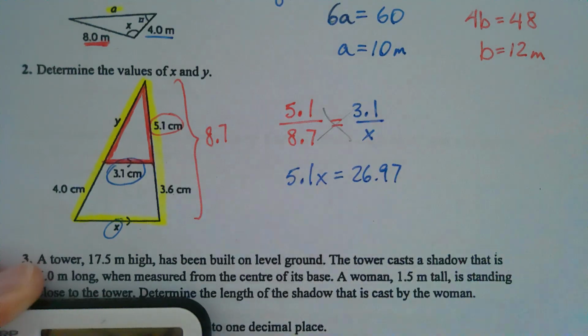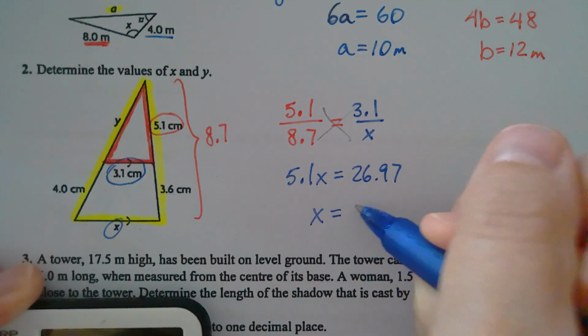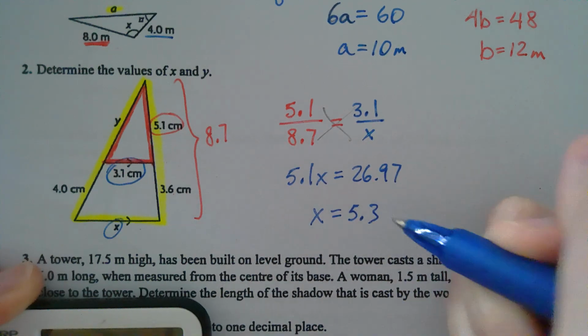26.97 divided by 5.1. So x equals 5.3. What's my unit?